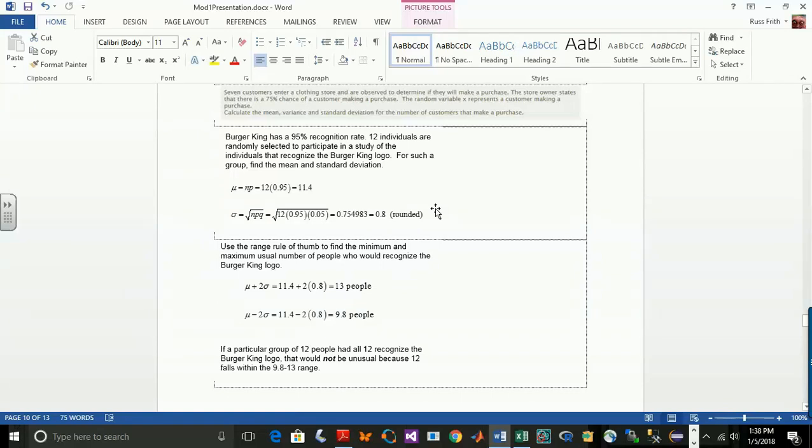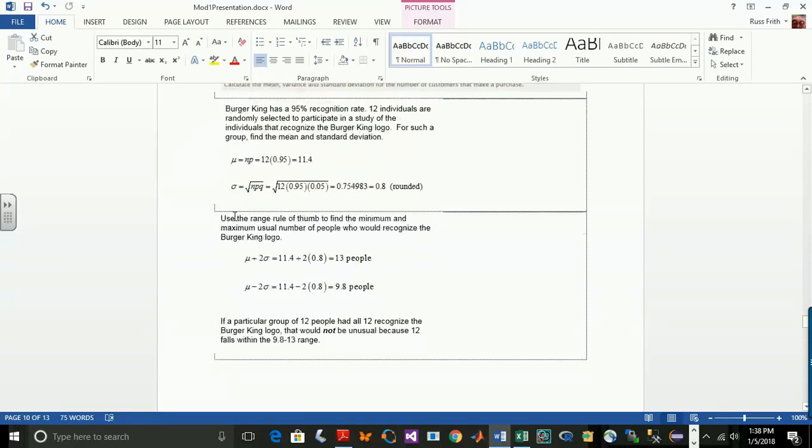So how do we use this information? We use what's called the range rule of thumb to find the minimum and maximum usual number of people who would recognize the Burger King logo. So the range rule of thumb is the mean plus 2 times the standard deviation as the right endpoint, and the left endpoint is the mean minus 2 times the standard deviation. And so when you calculate this, the mean, which is 11.4, plus 2 times the standard deviation, which is 1.6, you add the two together and you round because you can't have fractions of people. And so you would have 13 people on the right endpoint and I guess 9.8 people or 10 people on the left endpoint.